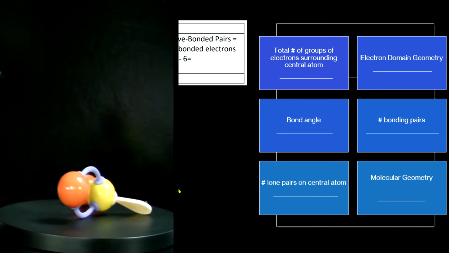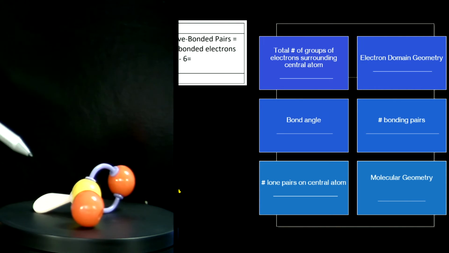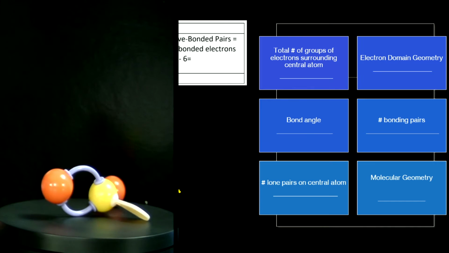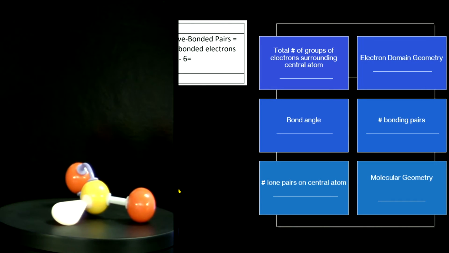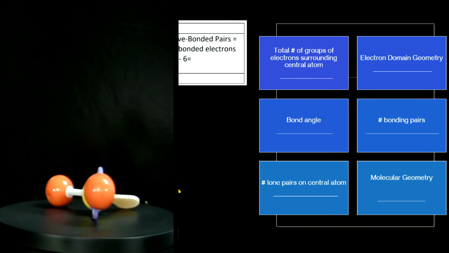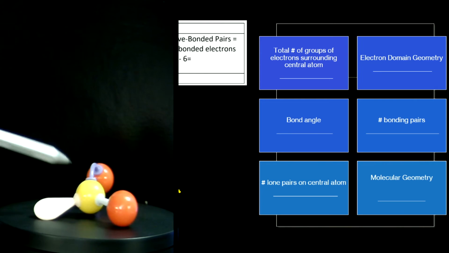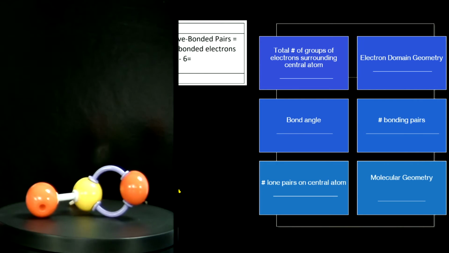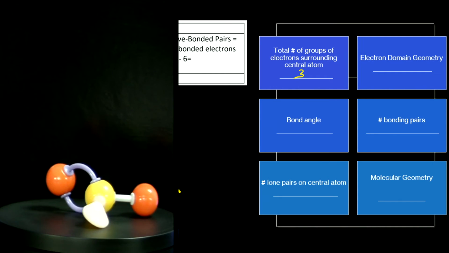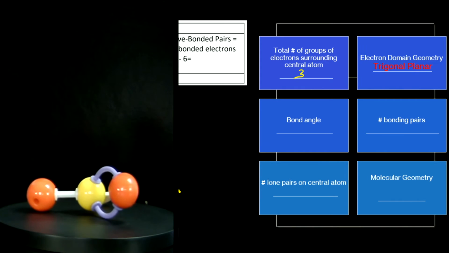So here we see we have our sulfur in the center, we have our 2 oxygens either side, and we have a lone pair on the sulfur, which is our central atom. And that's going to be important because that's going to not only affect the bond angle, but it's also going to affect our molecular geometry. So the total number of groups that surround the central atom are 2 oxygens and 1 lone pair. So that means that we have 3 regions around our central atom, giving us a trigonal planar electron domain geometry.